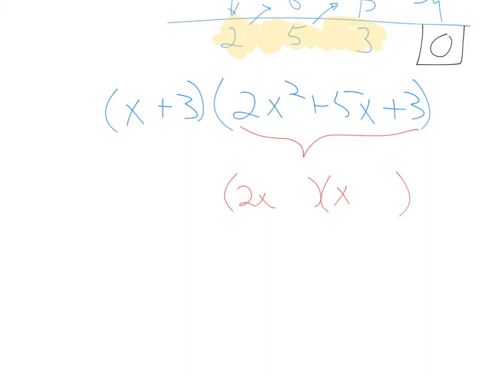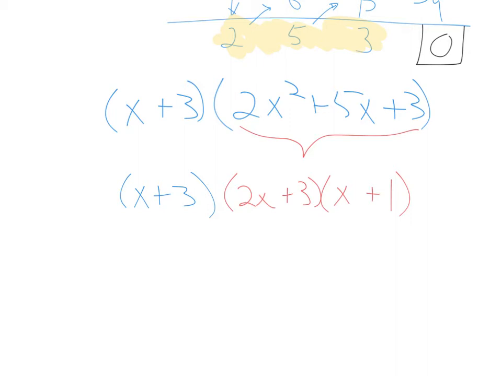Let's see. If I did 2 plus 3, that would give me 5. So to get a 2, I could put a 1 here. So then 2x times 1. And then 3 would go there, make them both positive. So I've got x plus 3 times 2x plus 3 times x plus 1.